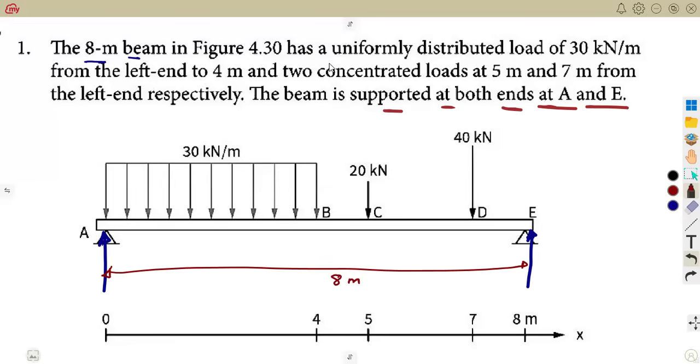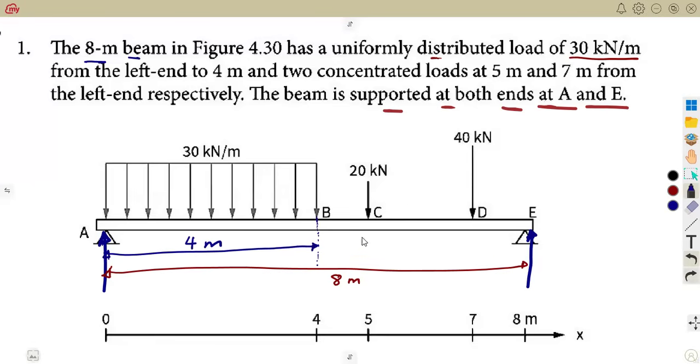Then it has a uniformly distributed load of 30 kilonewton per meter from the left end to 4 meters. They just want to say 4 meters from the left end. So that is what we have there, meaning here at point B, where the uniformly distributed load is ending, the distance that we are given is 4 meters, meaning the remaining is 4 meters.